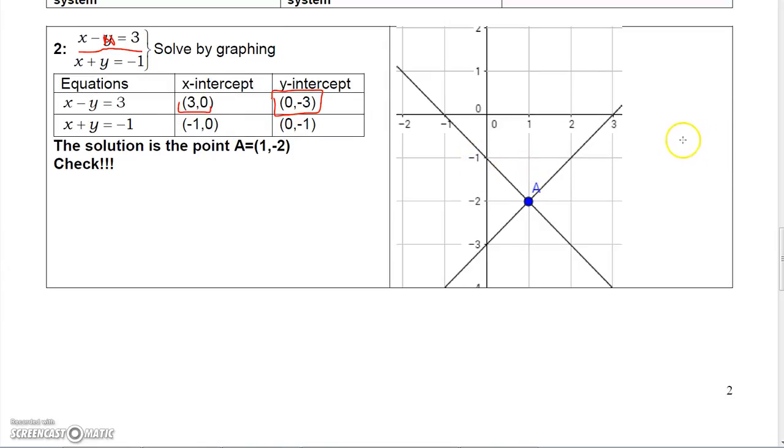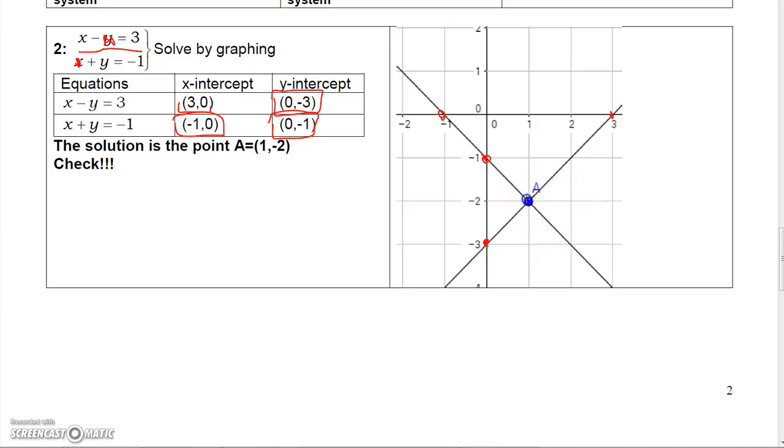So this line goes through (3, 0) and (0, -3) down here, and you draw the line. Just get your ruler and draw the line. Now the other one, if you let x be 0, you get y equal negative 1, so that gives me a y-intercept of (0, -1). And if you let y be 0, you get x equal negative 1 as well, so you get an x-intercept of (-1, 0). So this one goes through (-1, 0) and (0, -1), and you draw the line through those two points and you get the second line.